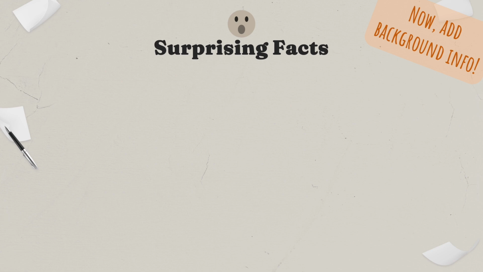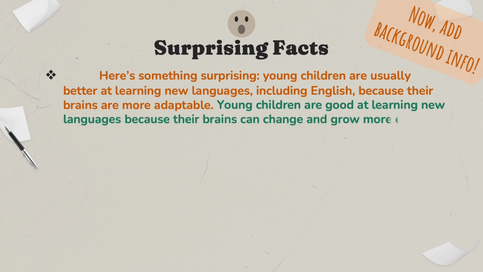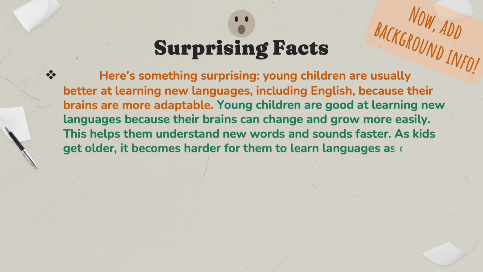Now, let's move on to surprising facts. We have two examples. Our first one, here's something surprising. Young children are usually better at learning new languages, including English, because their brains are more adaptable. Young children are good at learning new languages because their brains can change and grow more easily. This helps them understand new words and sounds faster. As kids get older, it becomes harder for them to learn languages as quickly.